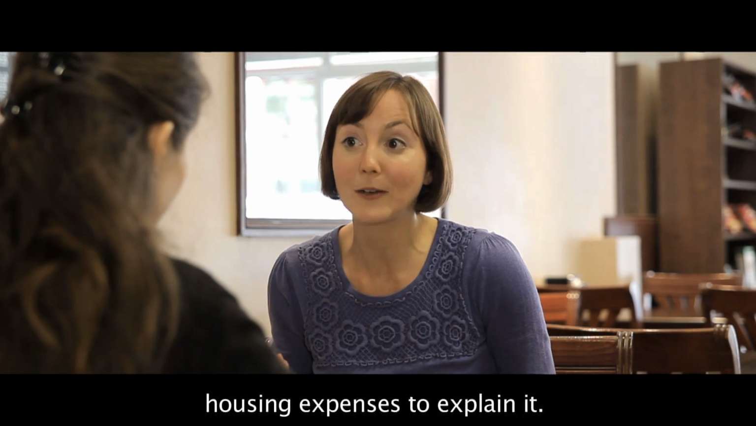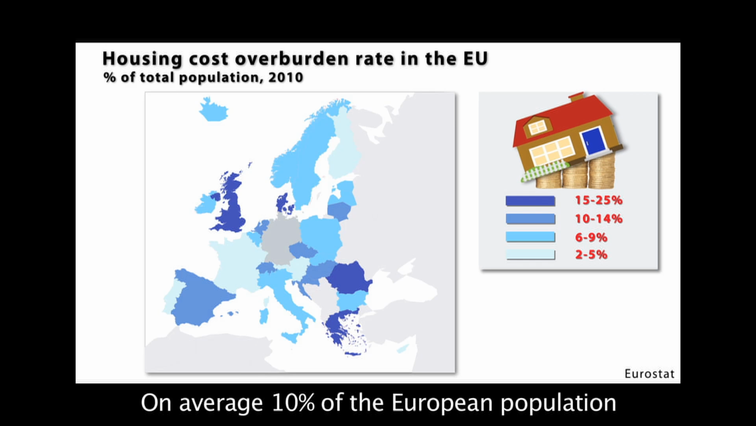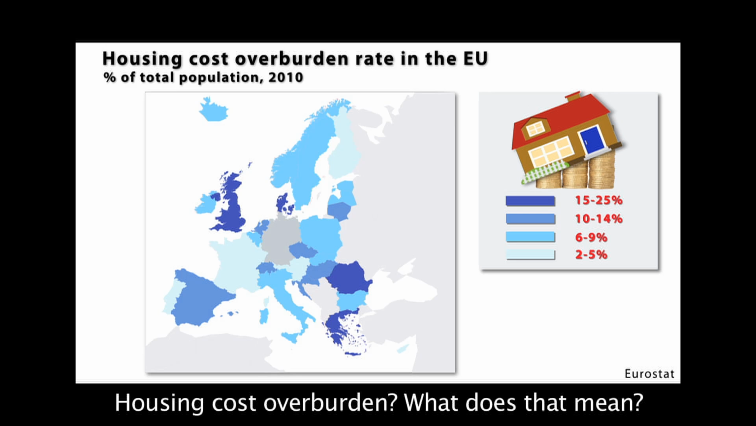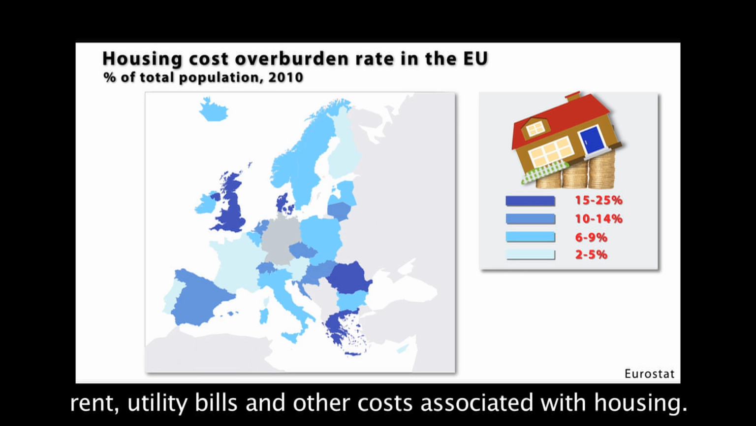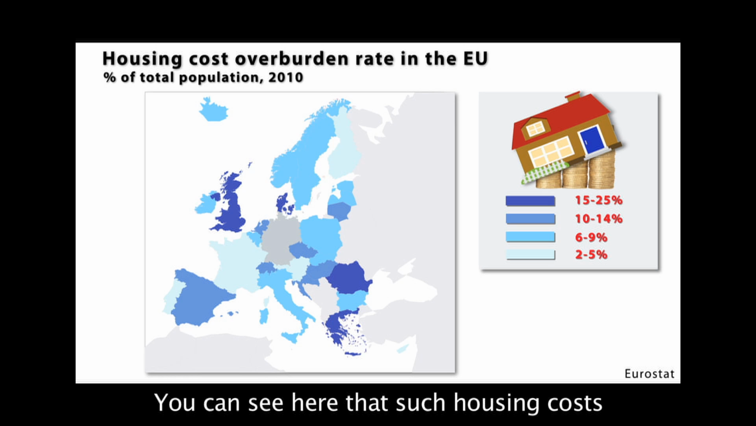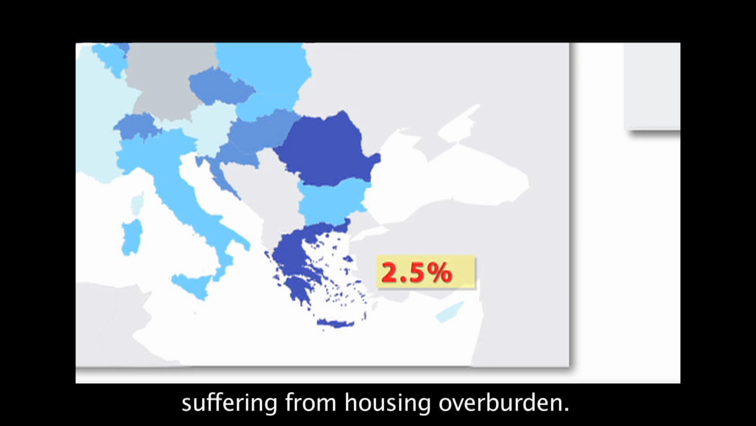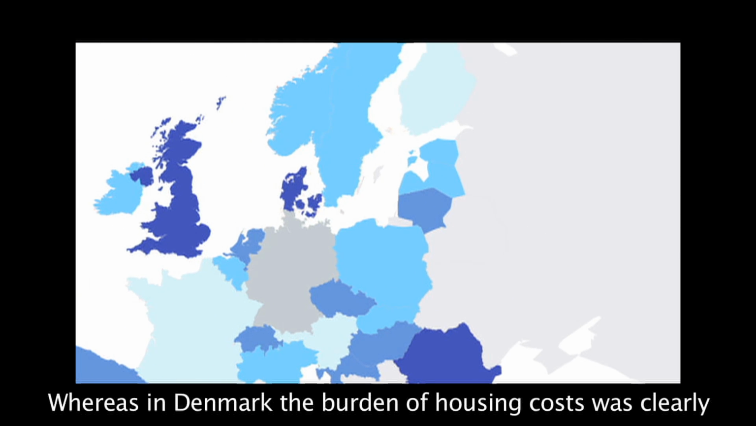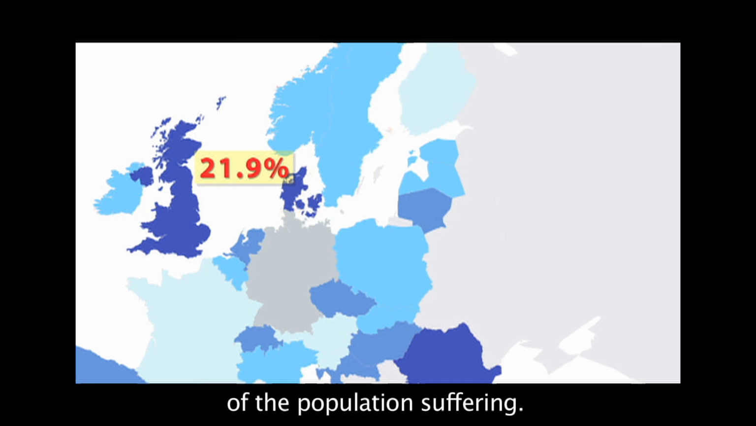Look, I have some information on housing expenses to explain it. On average, 10% of the European population was suffering from housing cost overburden in 2010. Housing cost overburden? What does that mean? It means that they spent more than 40% of their income on rent, utility bills and other costs associated with housing. You can see here that such housing costs were a relatively smaller issue for Cypriots than in the rest of the EU, with only 2.5% suffering from housing overburden. Whereas in Denmark, the burden of housing costs was clearly much more widespread than in other countries, with 21.9% of the population suffering.